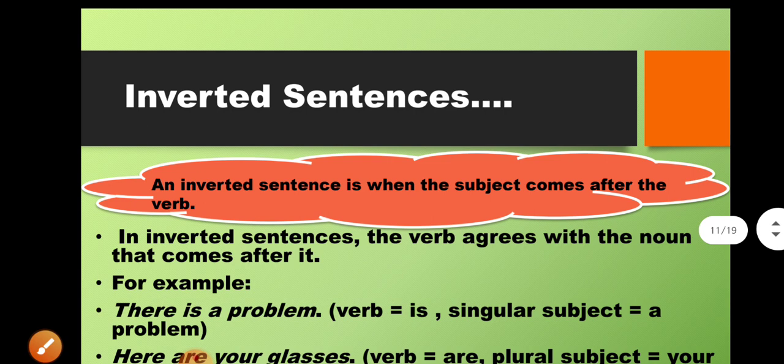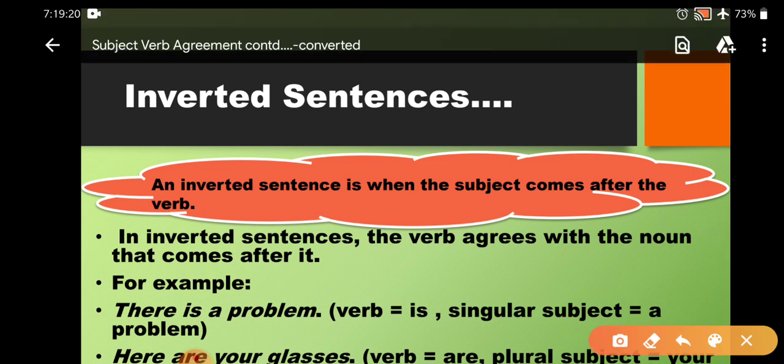These can be a little tricky for you. Inverted sentences. Normally, first we have the subject, then the verb looks at the subject. Okay, if you are singular, I will also become singular. Otherwise, if you're plural, I'll also become plural. That's how we do it. But in inverted sentences, there is a noun after the verb. So the verb has to literally look back and see, okay, who is coming behind me? I have to look at that.